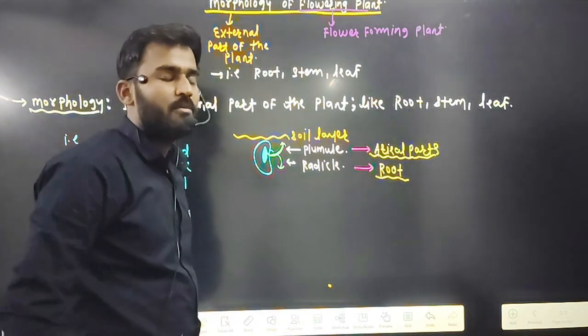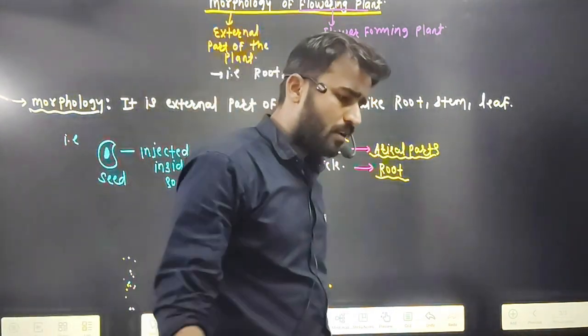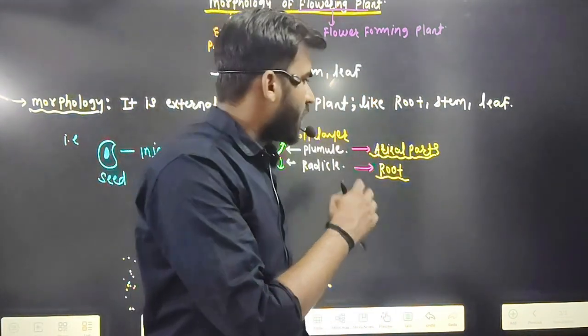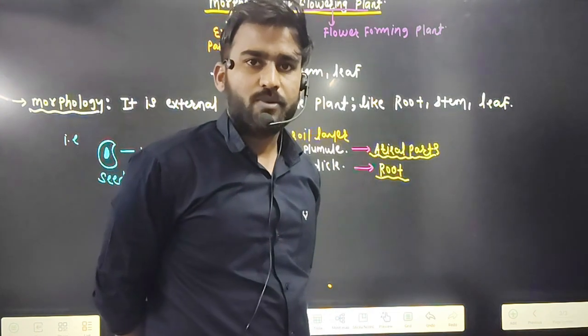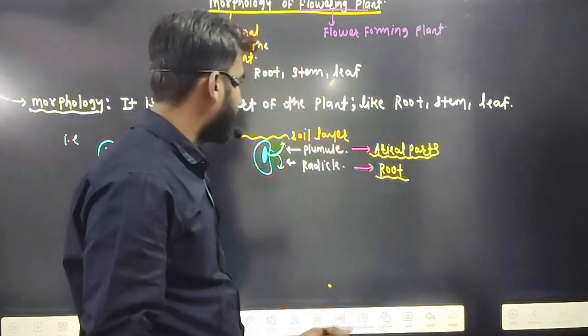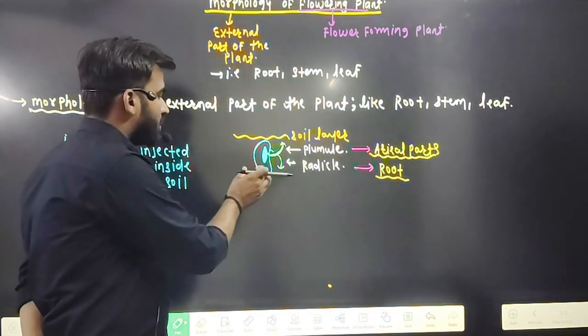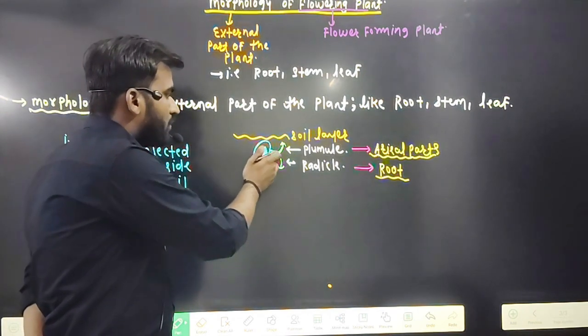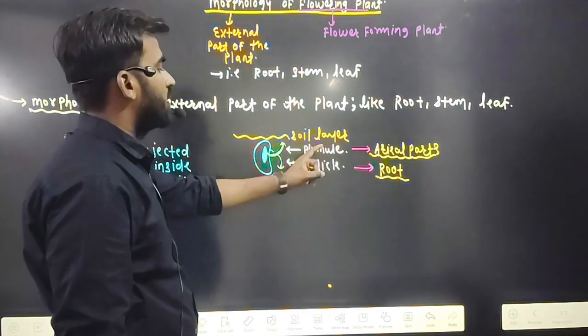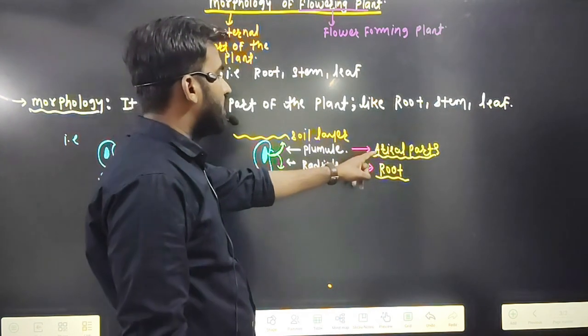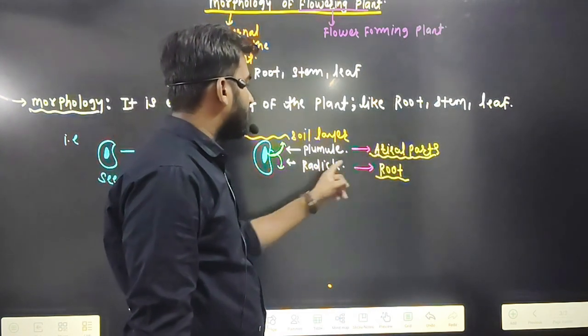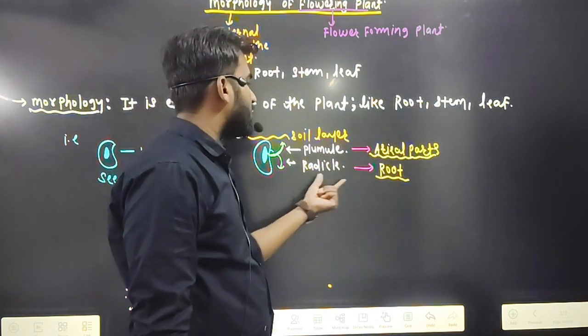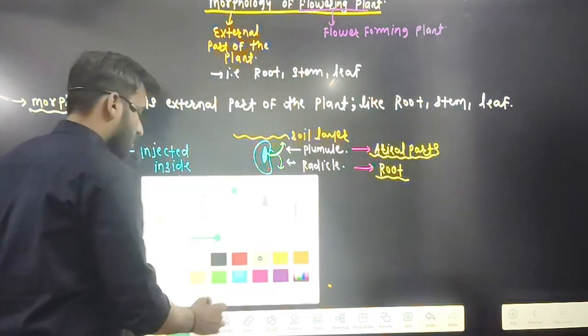All types of roots. How many types of roots occur? We already discussed, and we will discuss once again. Three types of roots occur: primary root, secondary root, and tertiary roots. Listen. When the seed is injected, it starts germination. After germination, it forms two outputs. One is the plumule, responsible for the formation of aerial parts, and the radicle is responsible for the formation of the root parts, the root system.